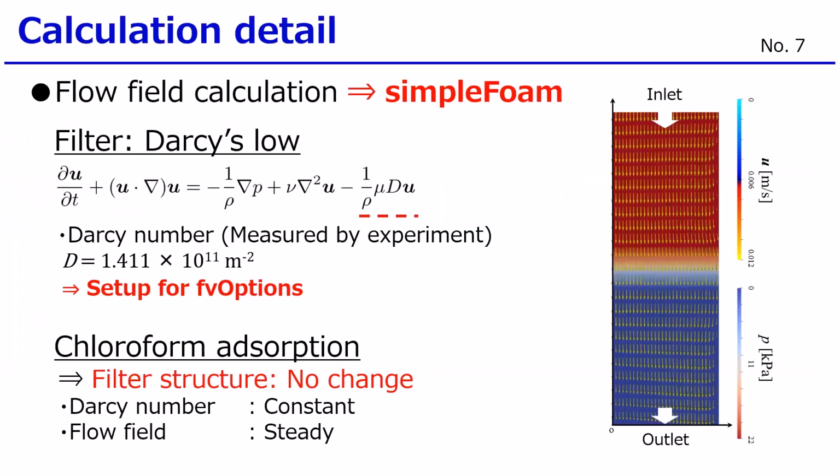I'm going to talk about the calculation detail. First, I talk about the flow field calculation. We perform the calculation of the flow field using Darcy's law as shown in this equation. The Darcy number is measured by an advance experiment. Here, the chloroform adsorption does not change the filter structure, so the Darcy number is constant and the flow field is steady state. So we use the simple form, and the Darcy number is set up in fvOptions as the porous media condition.